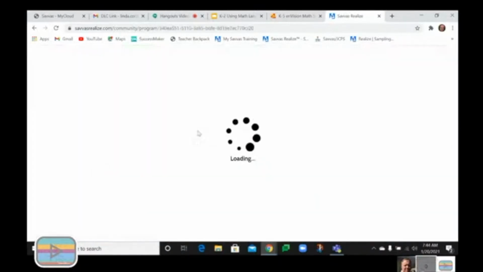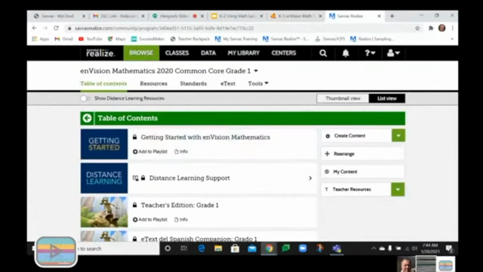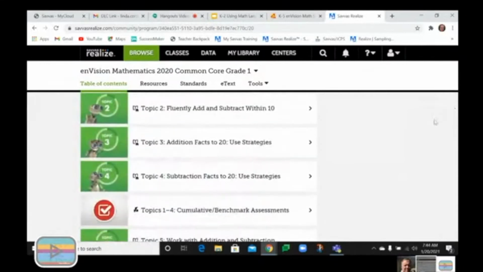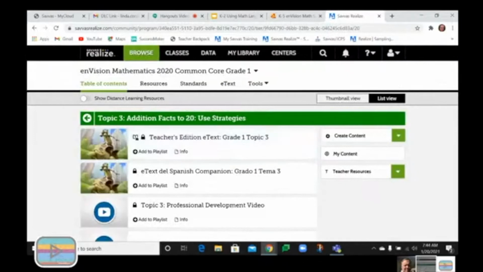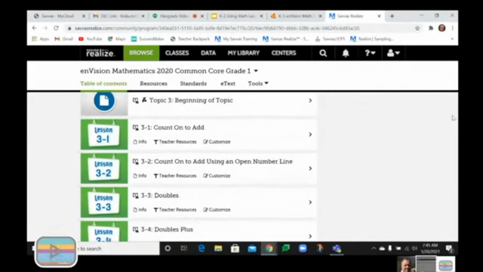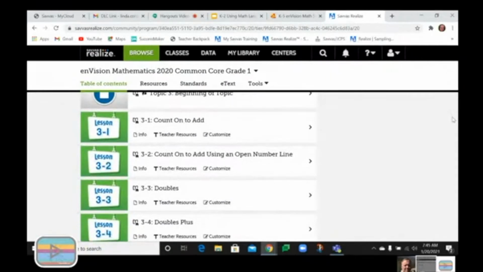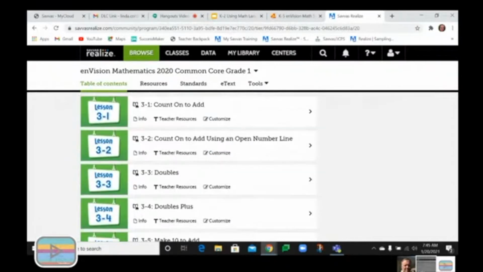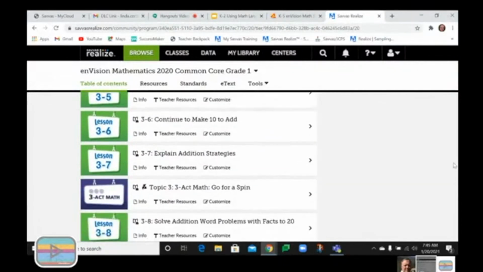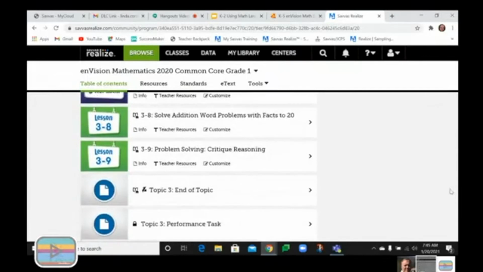Okay, so when I open up my grade 1, I come down here and I find topic 3. So there it is right there. And when I open that up, I have some materials up here, some resources, and then I go into my lesson. As I scroll down, you can see your strategies are count on, add using a number line, doubles, near doubles plus, and so on. And then we come all the way down here to lesson 3.8.